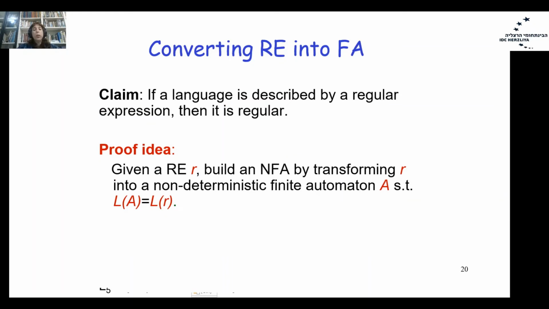Okay, so let's start to convert a regular expression into a finite automaton. Our claim is: if a language is described by a regular expression, then it is regular. To prove that the language is regular, we use a finite automaton. So the proof idea will be: we will start with some regular expression R, and we will start building an NFA by transforming the regular expression R into a non-deterministic finite automaton A, such that the language of A will be equal to the language of R. And we will have some well-defined algorithm for how we transform a regular expression into a non-deterministic finite automaton.